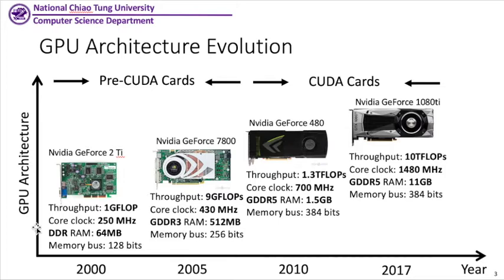NVIDIA released CUDA programming in 2007. CUDA programming increased the GPU demand. In the near future, the GPU performance will continue to grow, I believe. But the question is how to create better architecture to keep this growth.